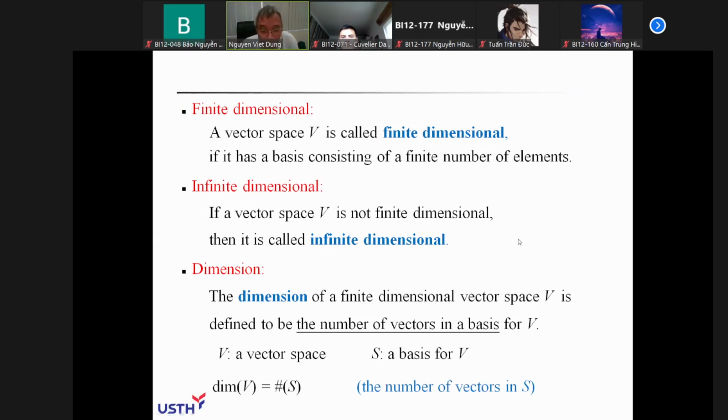So you know that, because in the previous slide we showed that the number of elements inside any basis for a vector space V is always the same, we can define the dimension by the number of vectors in a basis. We don't need to care about how we choose a basis. We can take any basis, it's always the same number of elements.